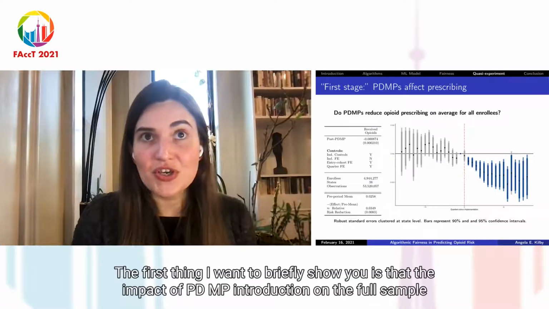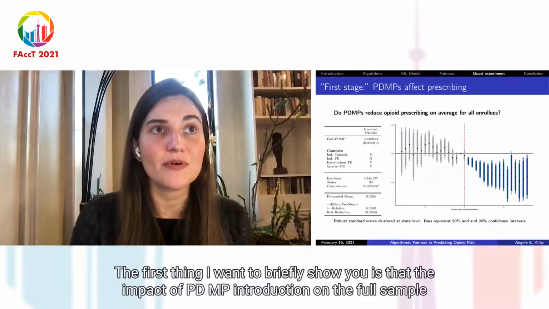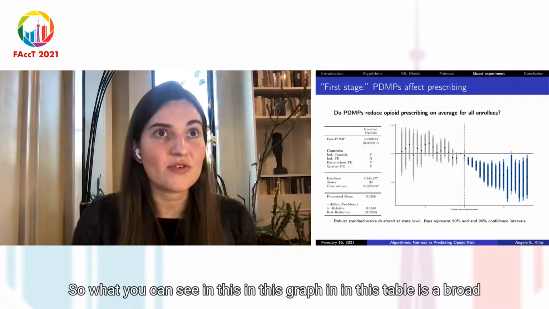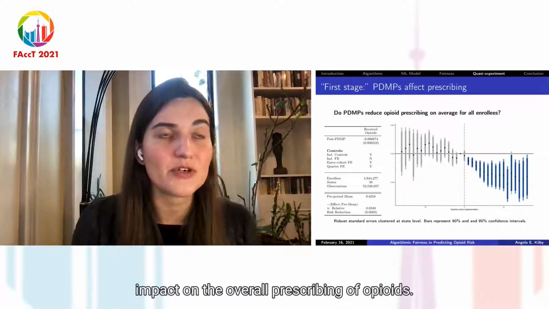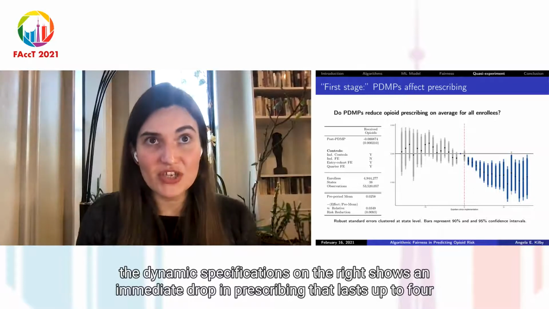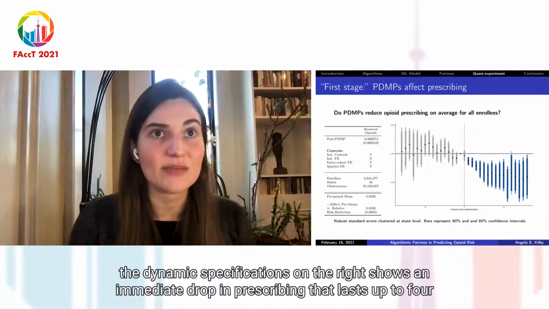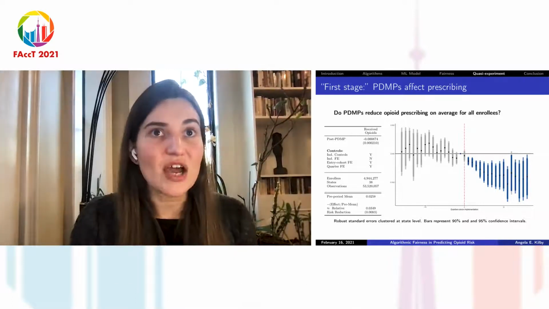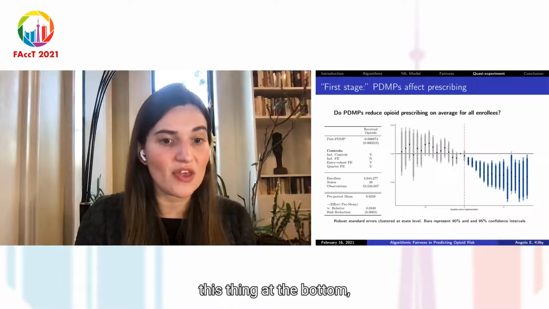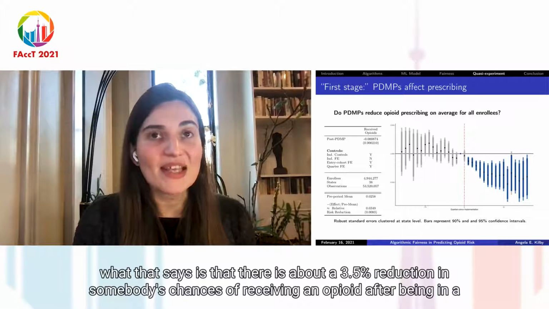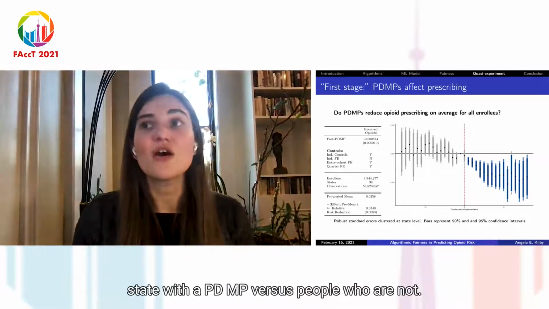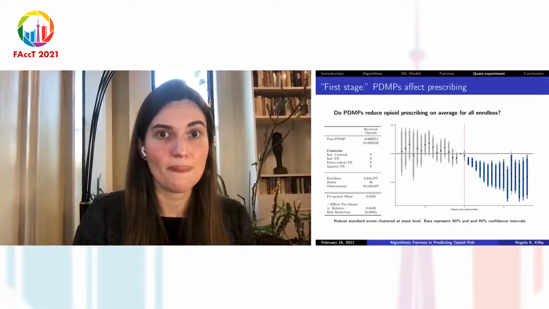The first thing I want to briefly show you is the impact of PDMP introduction on the full sample of every patient. There is in fact an impact. So what you can see in this graph and in this table is a broad impact on the overall prescribing of opioids after the introduction of a PDMP across the full sample of patients. The dynamic specification on the right shows an immediate drop in prescribing that lasts up to 4 years after implementation. On the left, I present the point estimate over all periods. For interpretability, I calculate this thing at the bottom, the relative risk reduction. What that says is that there's about a 3.5% reduction in somebody's chances of receiving an opioid after being in a state with a PDMP versus people who are not.